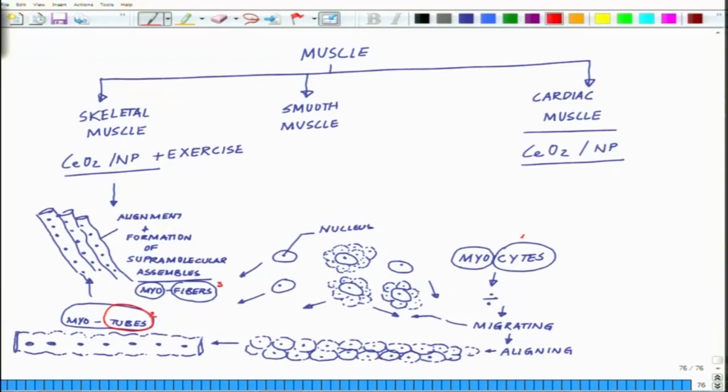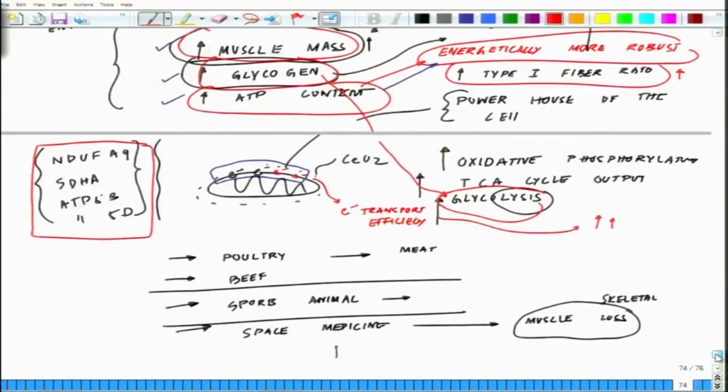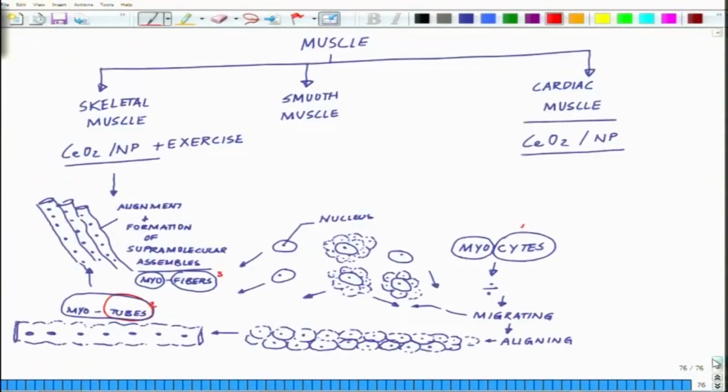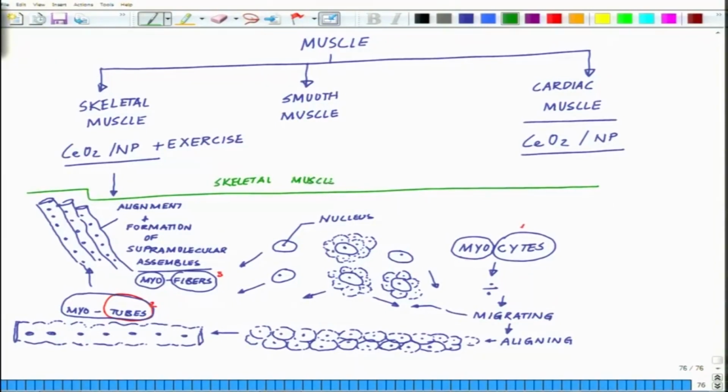So when I told you in the previous class there is a change in the fiber ratio, I essentially meant this fiber ratio. Now there is something else which I haven't mentioned as of now, and that is what I am going to come to. So this is your skeletal muscle development.